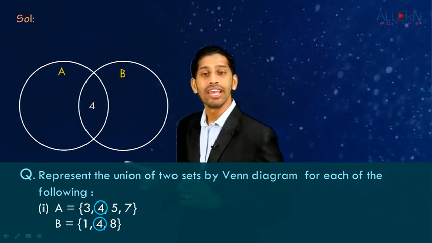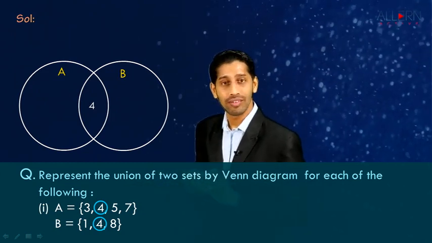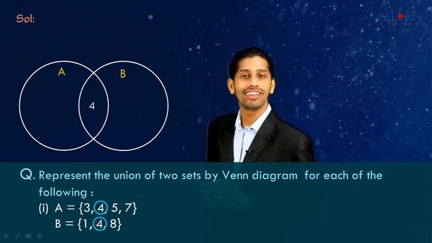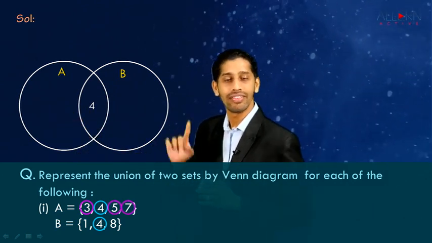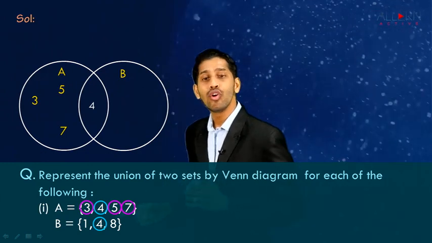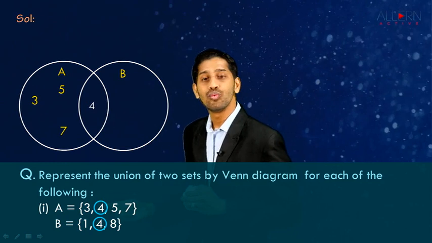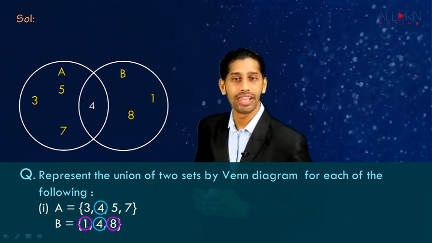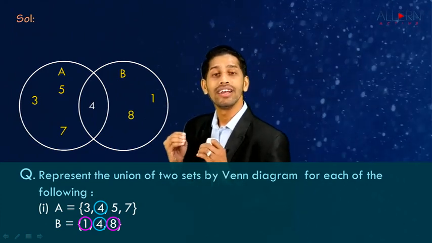Now if you observe set A, the elements are 3, 4, 5, 7, but out of which 4 we have already written. So we just need to write the remaining elements, which are 3, 5 and 7, in circle A. If you observe set B, 4 we have already written, so we just write the remaining elements, that is 1 and 8, in circle B. So this is what we have just drawn, the Venn diagram of two sets A and B.